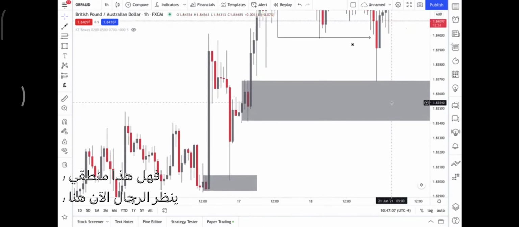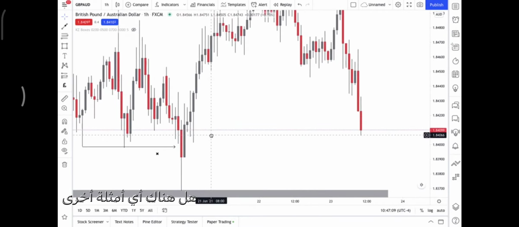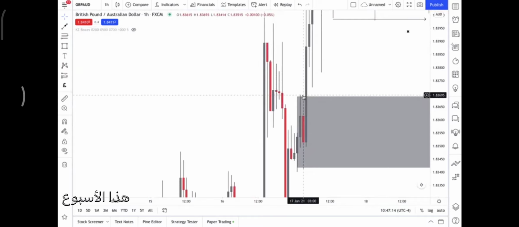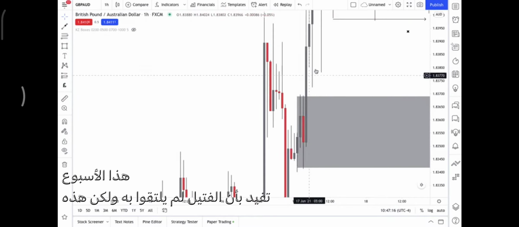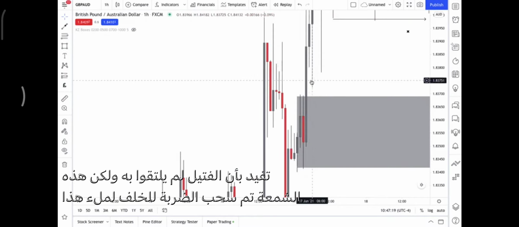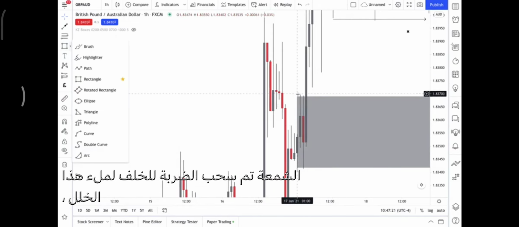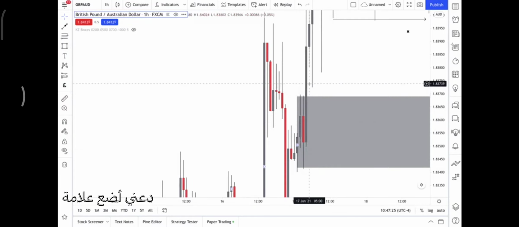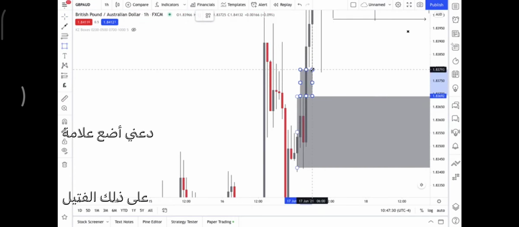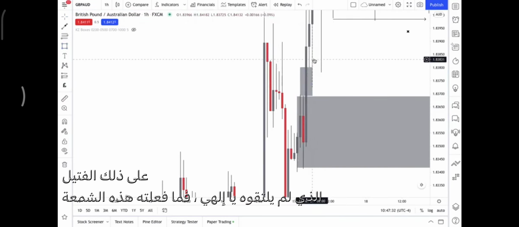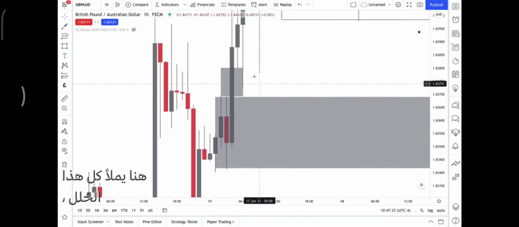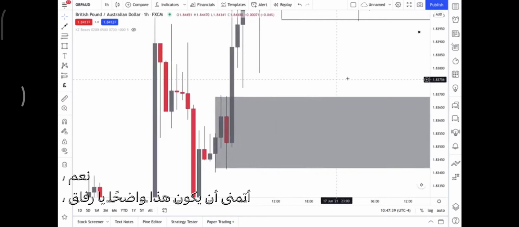Now, look here. Is there any further examples? Here. This wick, that wick, they didn't meet, but this candle here pulled back, filled in that imbalance. Let me mark that out. This wick to that wick, they didn't meet. So what did this candle here do? Pulls back, fills in all of that imbalance. Yeah? Hope that's straightforward, guys.